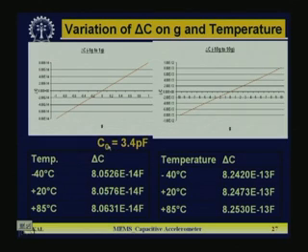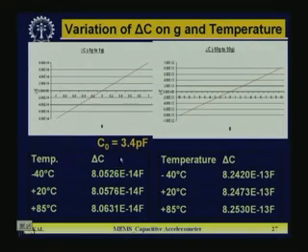C naught means at the rest position the capacitance is 3.4 picofarad, and these are the delta C. With temperature, calculation has been made, and there you can find there is hardly any difference with temperature. That is the beauty or advantage of this capacitive accelerometer compared to piezoresistive. You can see in both cases the variation is almost negligible, maybe in the third decimal place in the 10 to the power -13 farad range.